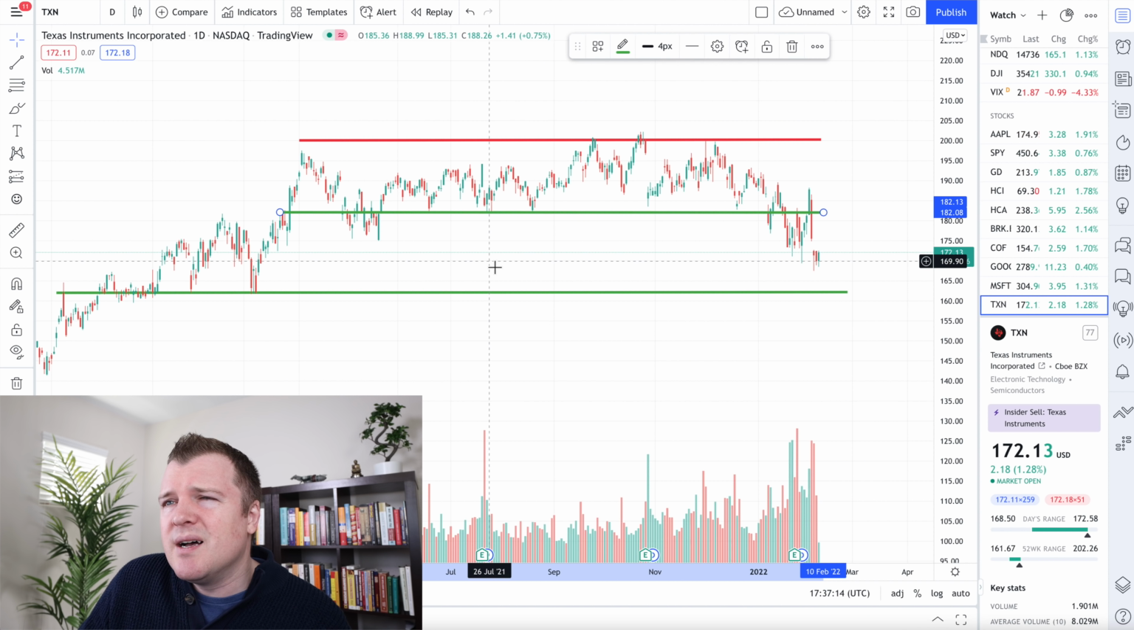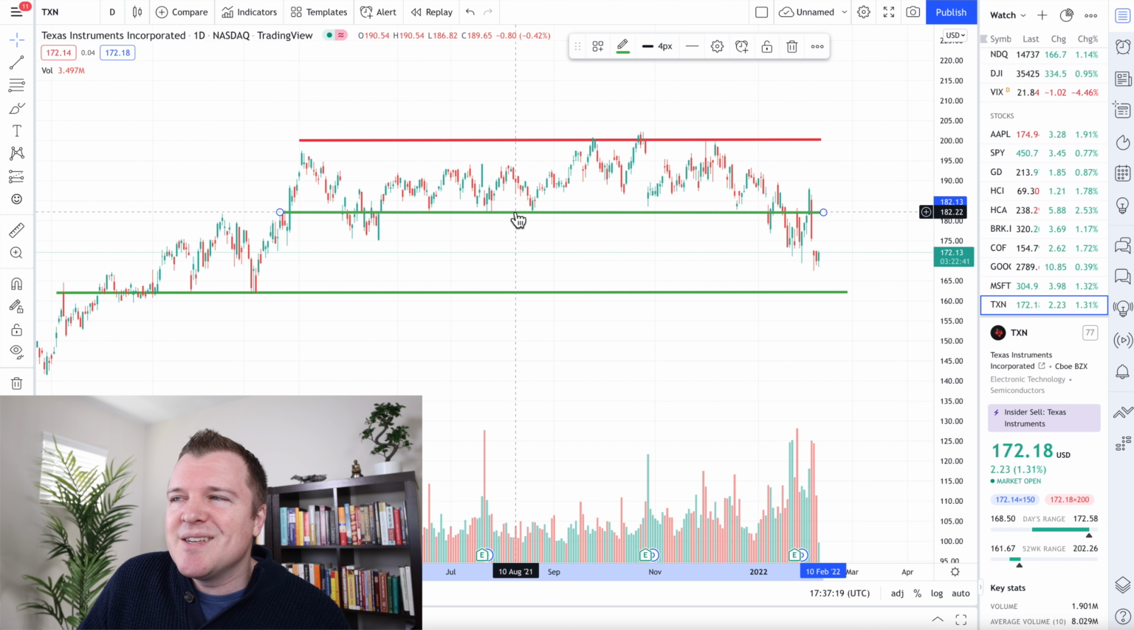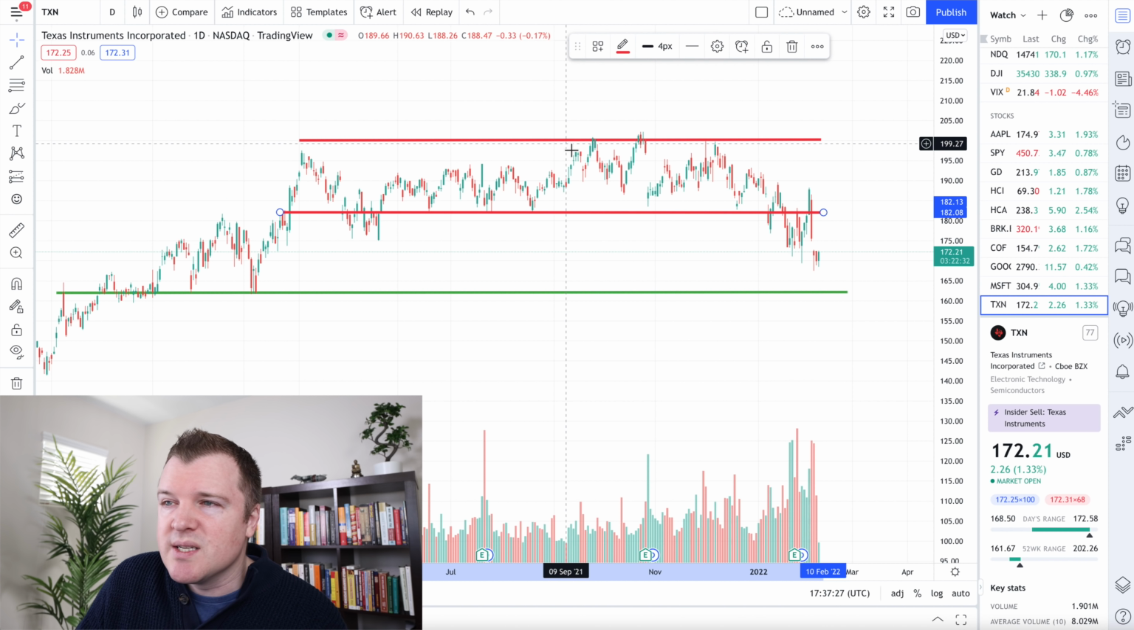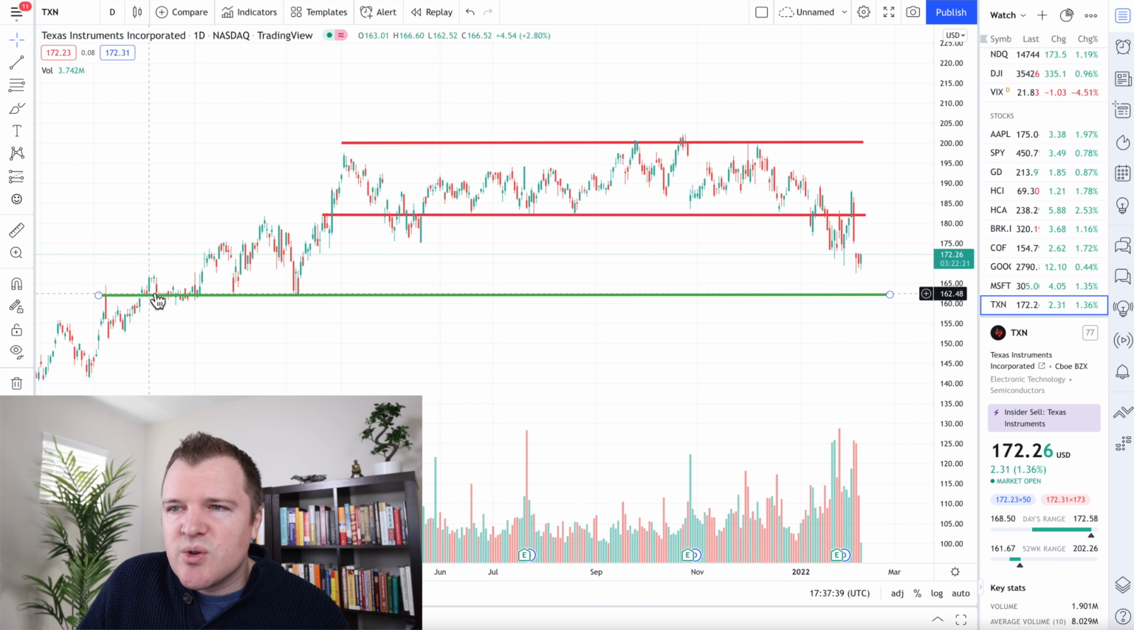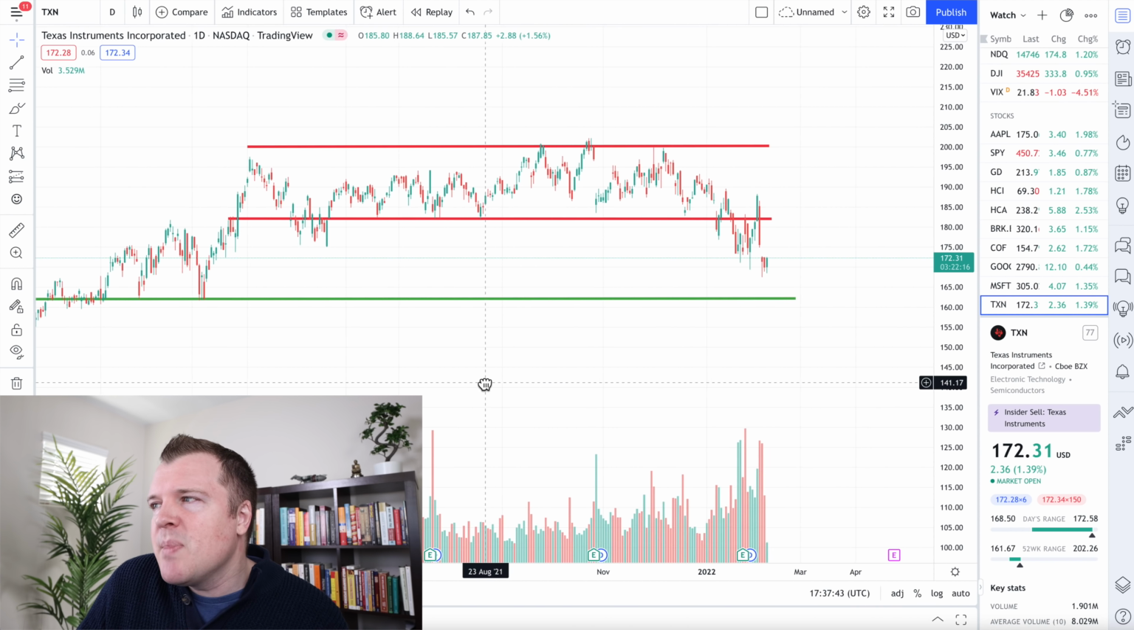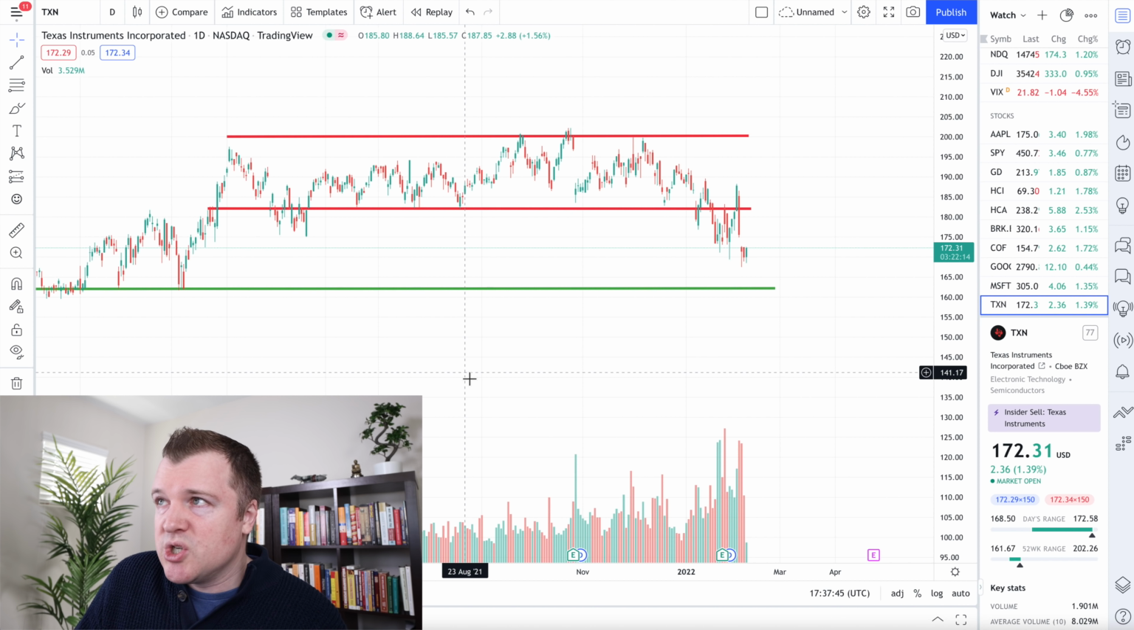When we look at the chart on TradingView, this level of support I had as a green line here at 182 is now a level of resistance, in addition to 200 also being a level of resistance. So with the share price currently being 172, where is the share price of this stock most likely going? It's probably not going to find support until this green line here, which goes all the way back to November of 2020, at about 162 a share.